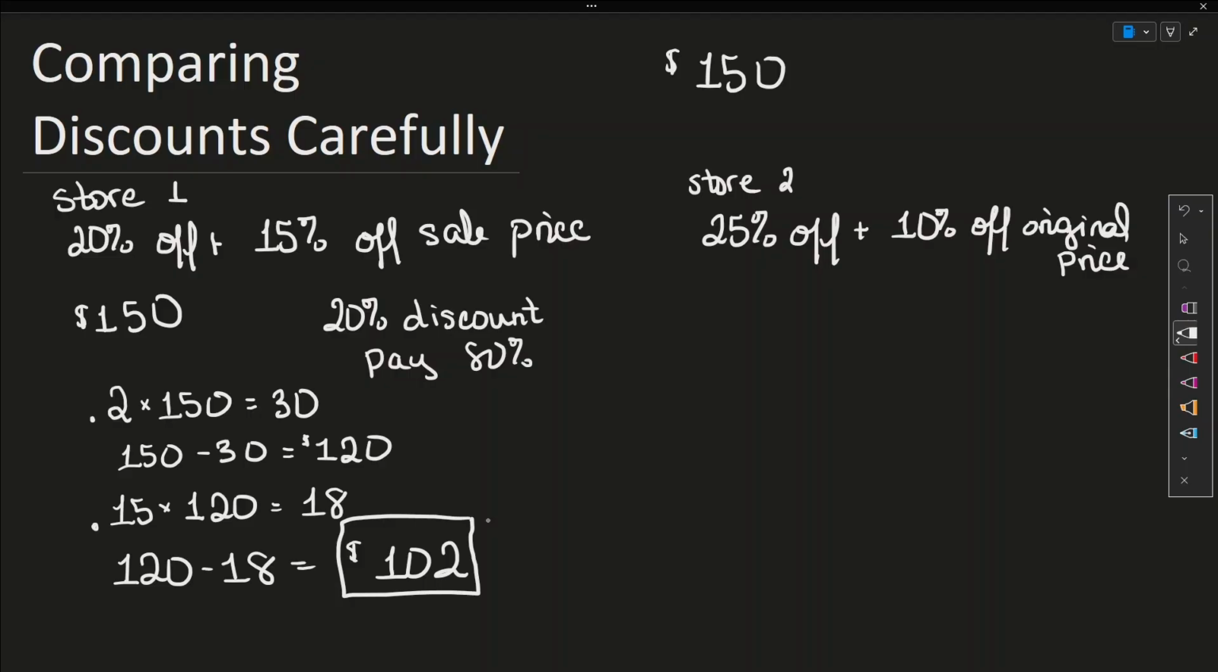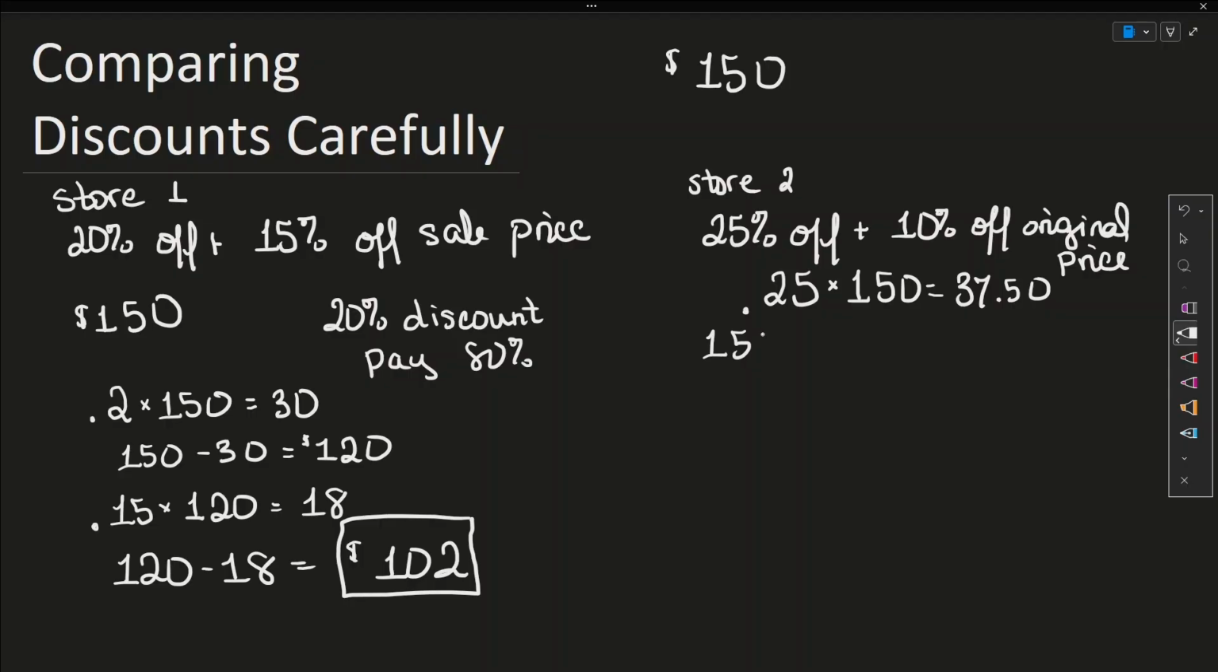Now, let's look at store 2. Once again, the original price is $150. Store 2 gives 25% off of everything. So let's find 25% of 150. We would do 0.25 for 25% times our 150. And when we do, we get $37.50.